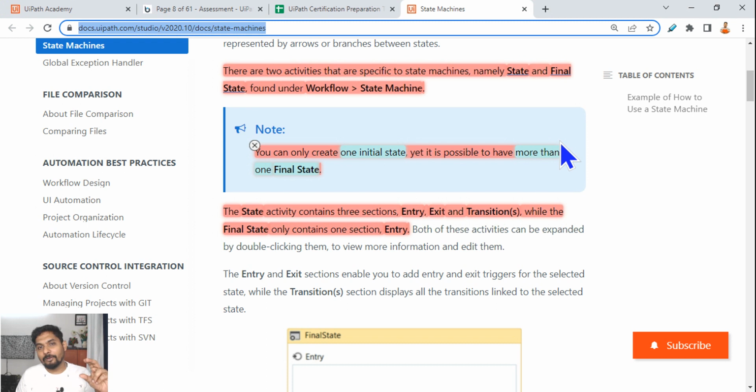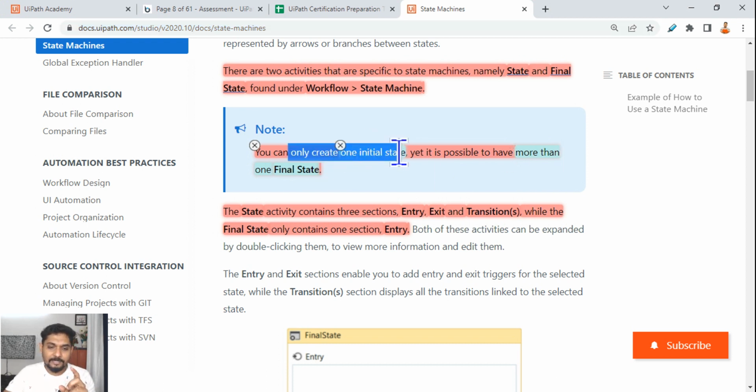So in the RE framework you have only got one final state, but based on the condition, you can go to different final states, right? Initial state is one, you can only create one initial state. It doesn't mean you cannot have multiple states, you can, but the starting one is just one. From there the branching will happen.